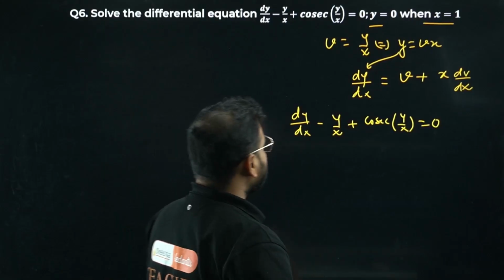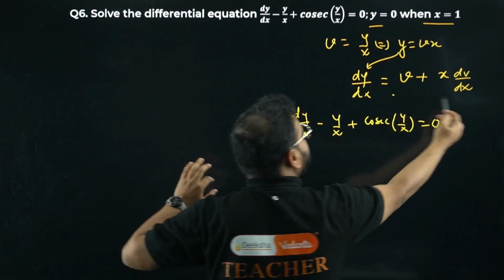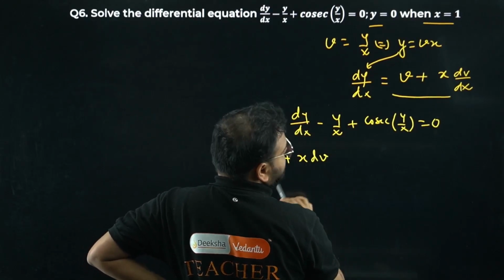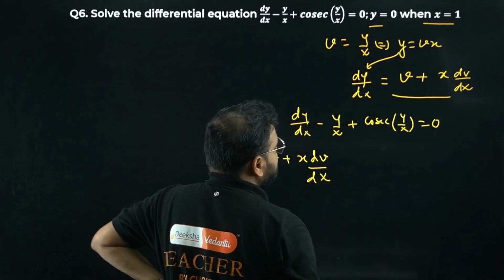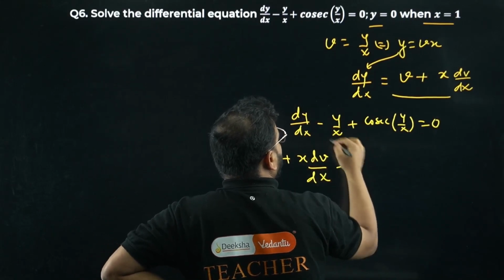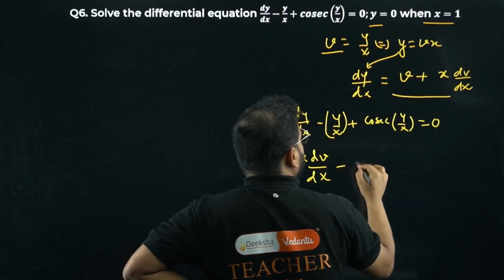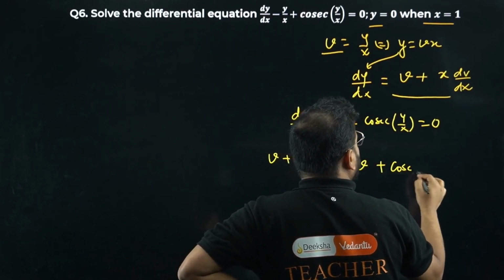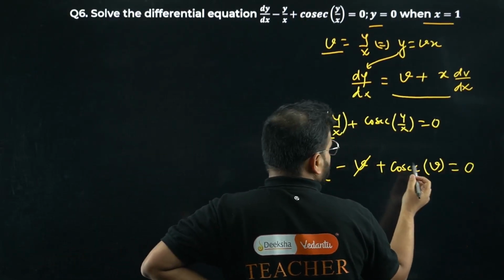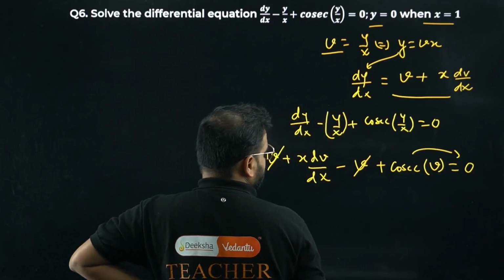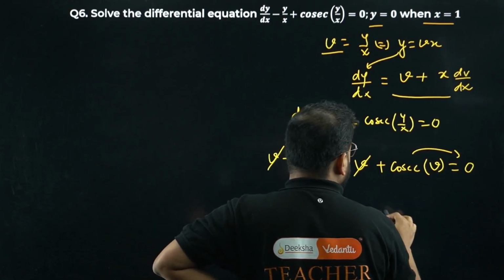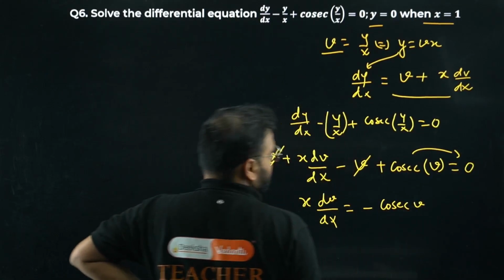Okay, so what we can do is replace this by v plus x dv by dx. What next, sir? We have this substitution done in place of dy by dx. Now this is going to be simply v. So right here, v plus cosec v equals 0. Check here, this is cancelled. Bring this on this side. So I get x dv by dx equals minus cosec v.